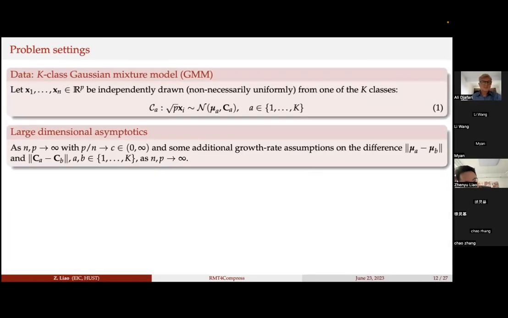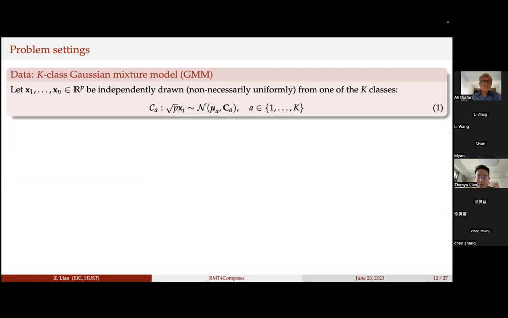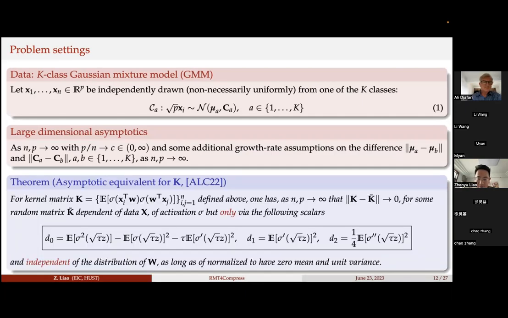So the distribution of W, because you say as long as it is normalized you have zero mean and unit variance. From the theory, you can just choose a W, no matter what the dimension of capital N is. You just need W to have zero mean and unit variance, so they can approximate the real kernel matrix. A good point. So you don't talk about the N. Capital N, you're saying.